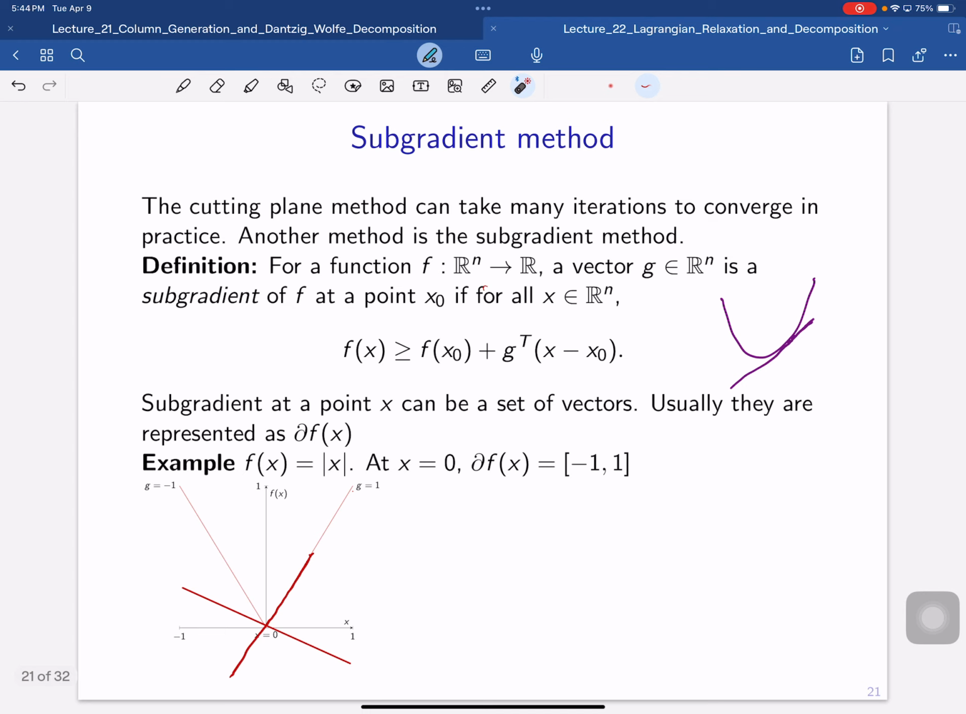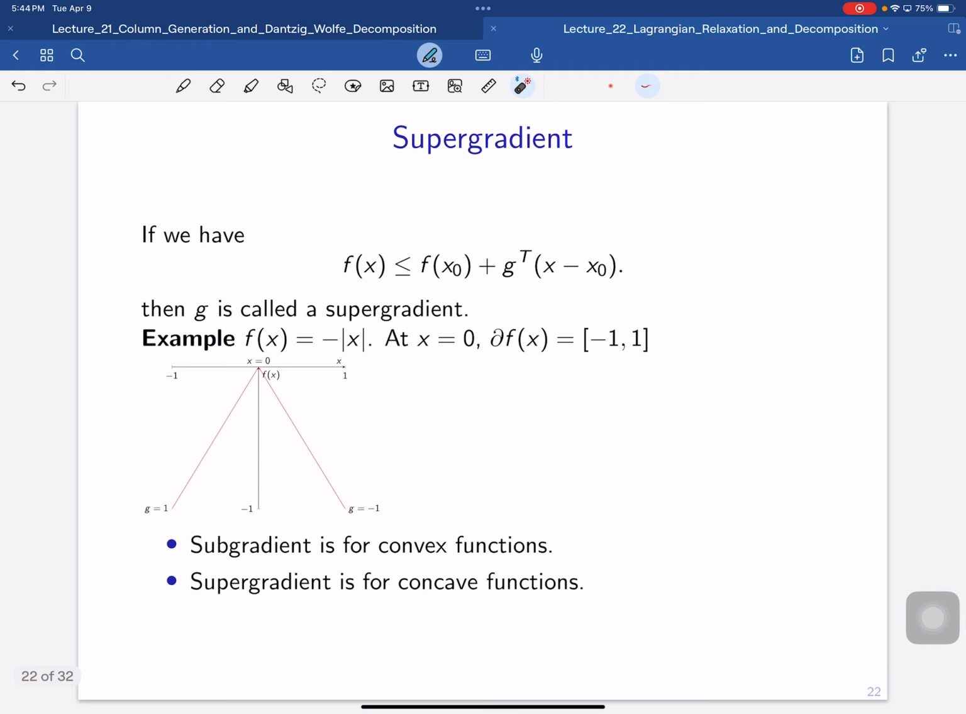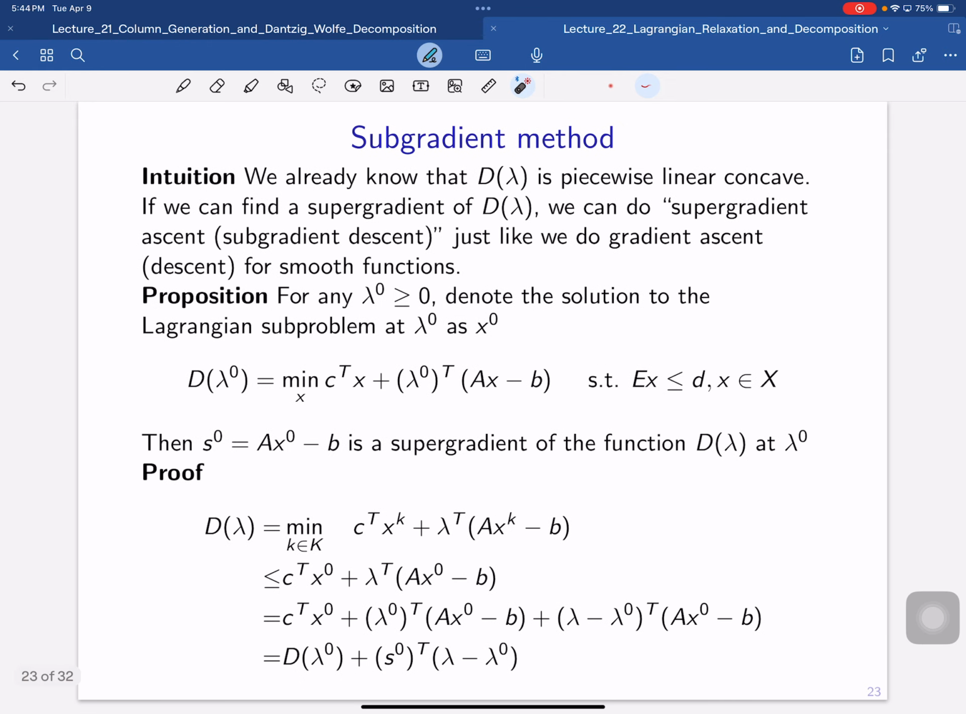So if you are lucky, for example, if you go along this subgradient direction, you can also minimize this function. Okay, we are not going to talk about convergence of this sort of thing. It has some convergence properties, but not as strong as gradient descent.